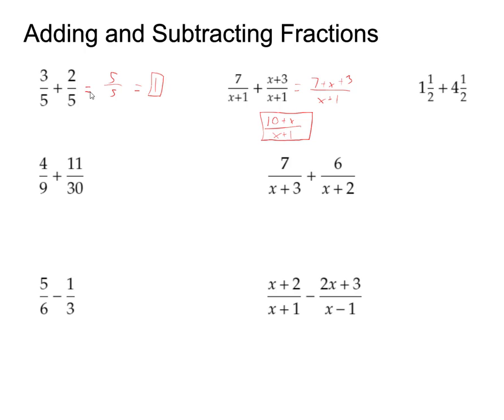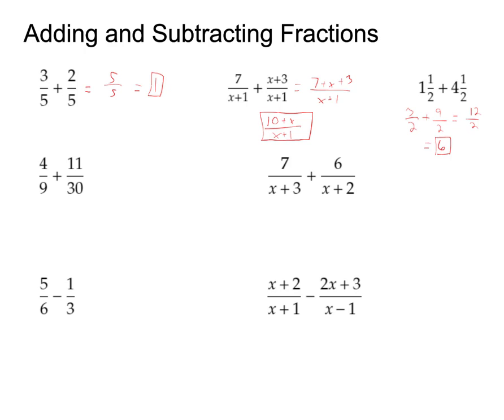Last, we have a mixed number, 1½ plus 4½. What we can do is write these as improper fractions in order to help us add them. So 1½ can be rewritten as 3/2, and 4½ can be written as 9/2. Now we can add these together, and that will give us 12/2, which is equal to 6.